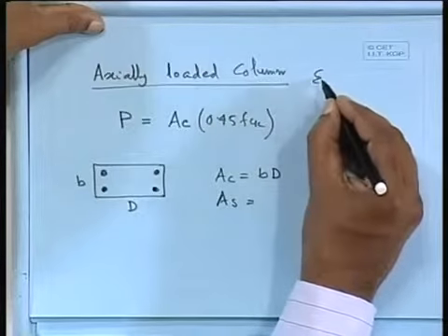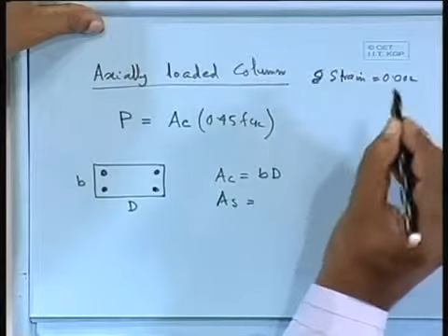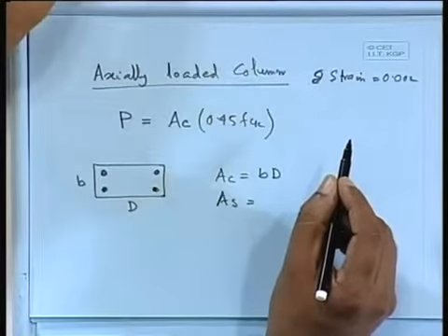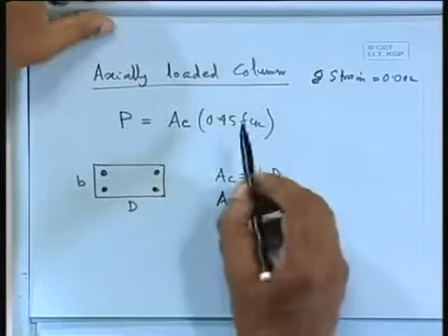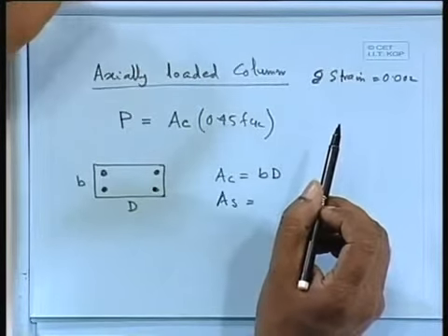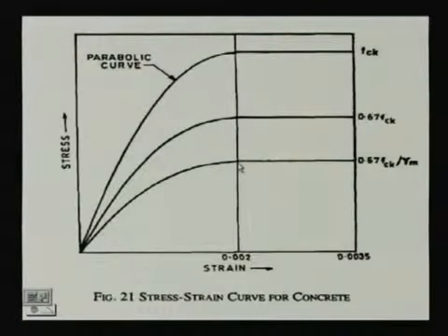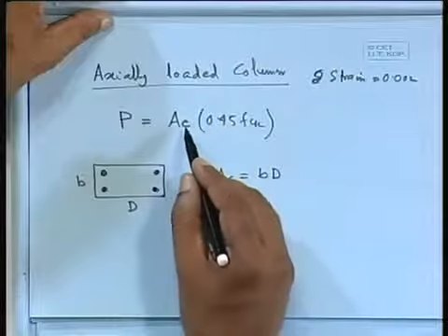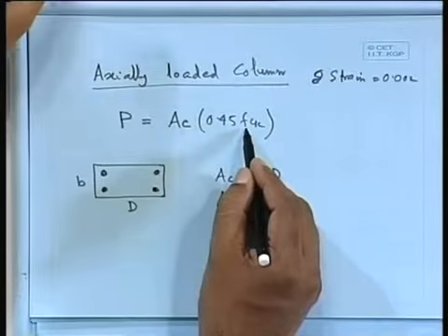talking about strain 0.002. This is the one our code says for an axially loaded column, that for direct compression it is 0.002. What we have to find out then? That means at 0.002 strain, what is the corresponding stress in concrete as well as in steel? In our case, we have already achieved the maximum allowable, and that is 0.45 FCK. So area of concrete times 0.45 FCK is the load that concrete can carry.